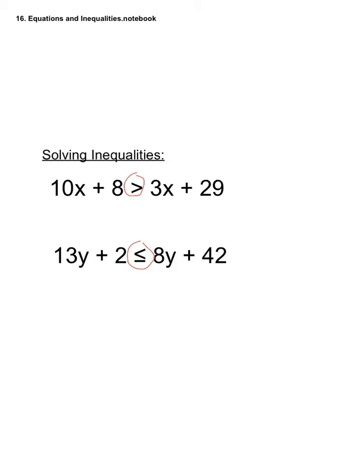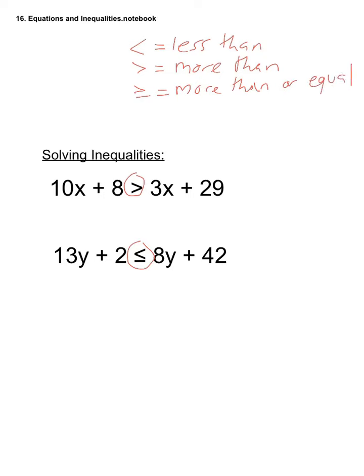The 4 signs that you could have are this one, which is less than. There is this one, which is more than. There is this one, which is more than or equal to. And there's this one, which is less than or equal to.